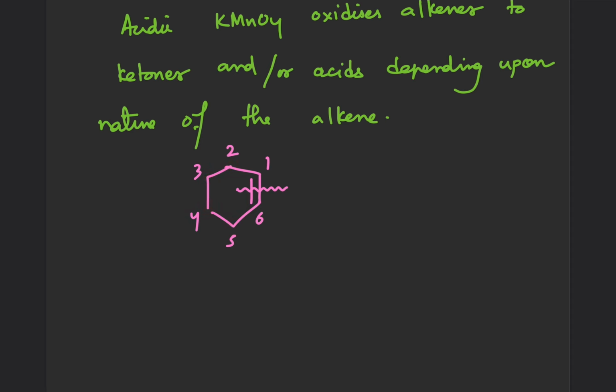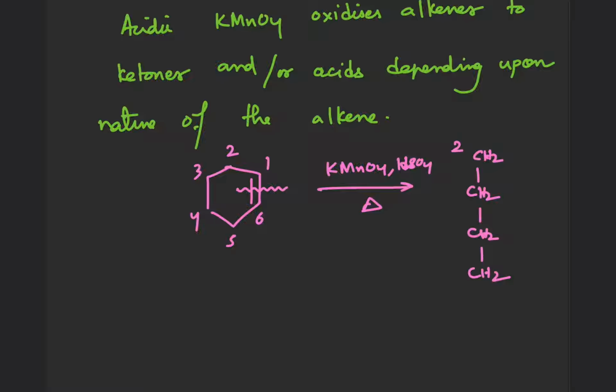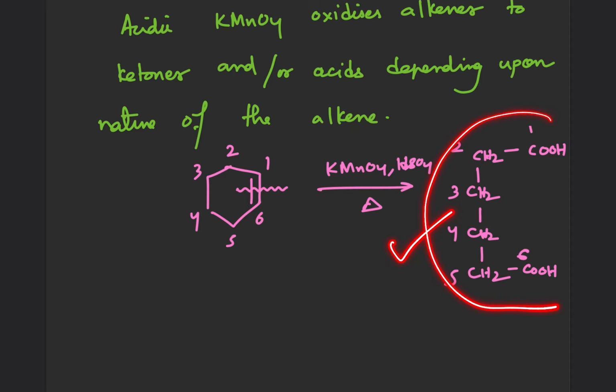So ultimately, due to the action of KMnO4, H2SO4 and heat, I will write them like this: CH2, CH2, CH2, CH2, numbers 2 3 4 5. So they are as they are, and the first carbon will become COOH, the sixth carbon will also become COOH. So this is 1 6, right? So you can see this is the correct answer, because it is a dicarboxylic acid. One molecule contains 2 COOH groups. Okay, anyway, let's look at option D also.